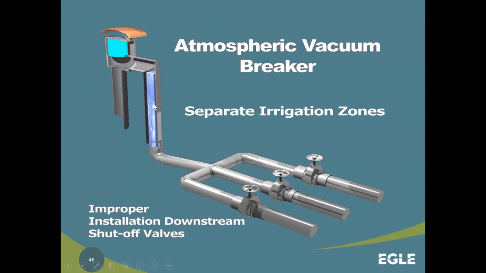Is this okay? Can we have this like this? Is it okay to have this installation? It looks all right to me. Why not? I mean, come on. It's not. There are downstream valves here, okay? We can't use this. We could have a pressure vacuum breaker here, but not an atmospheric, okay?